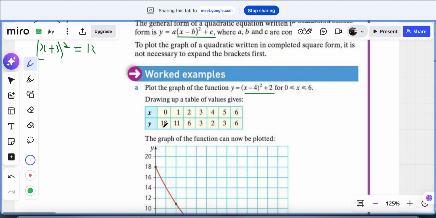X is 0, put 0 here. 0 minus 4 is negative 4. Negative 4 squared is 16. 16 plus 2, you get 18. That's how we got 18 here. It's the same thing, just put the value of x.